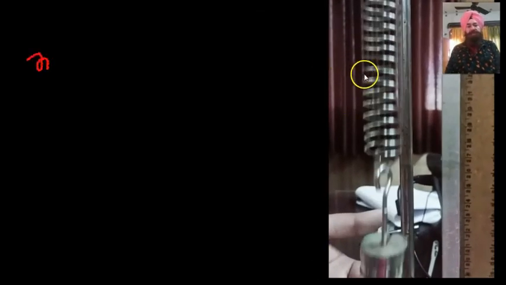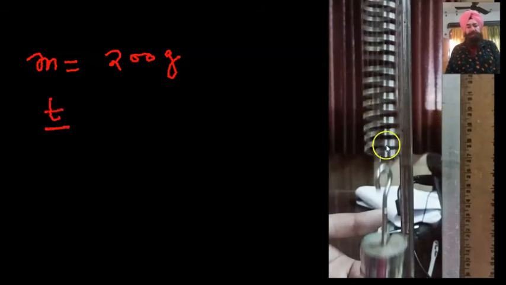Okay, go on counting the time for 20 oscillations. As I have noted, the time for 20 oscillations is 9.8 seconds for a mass of 300 gram. Now the mass which is attached is 200 gram. You note down the time for 20 oscillations.